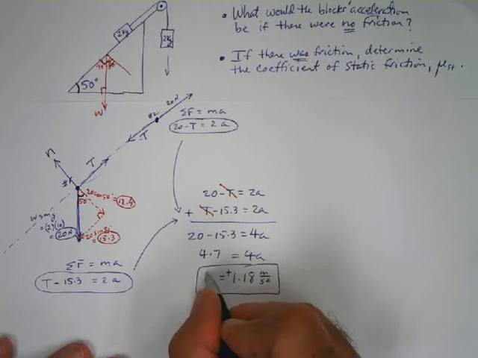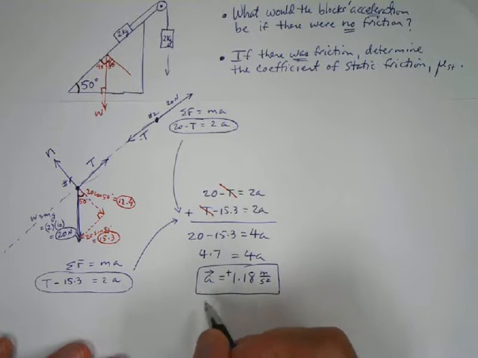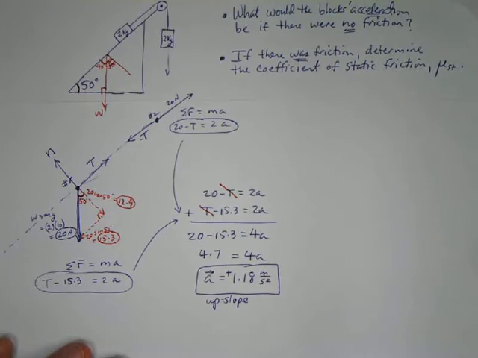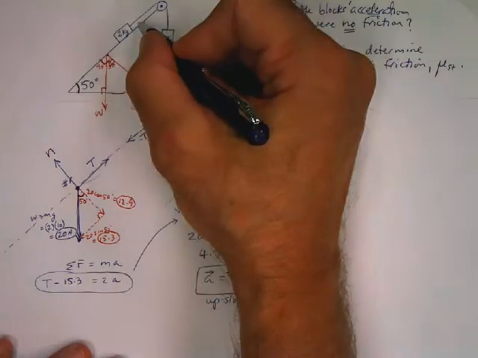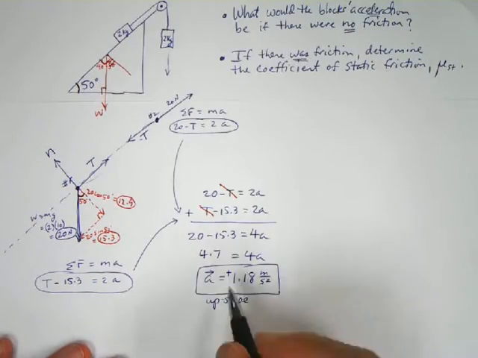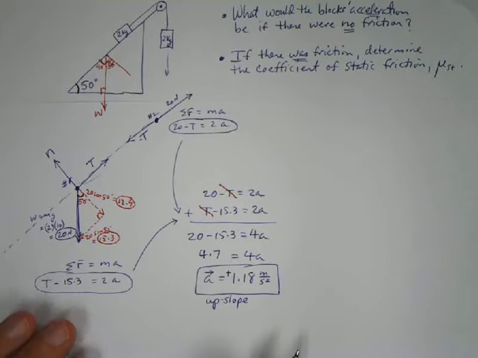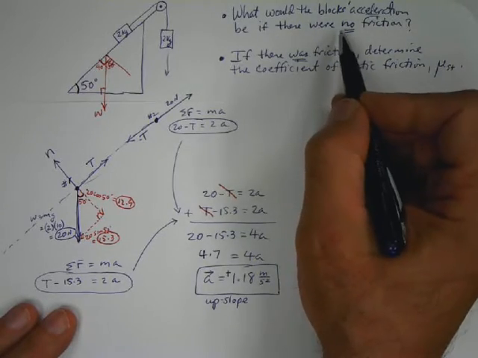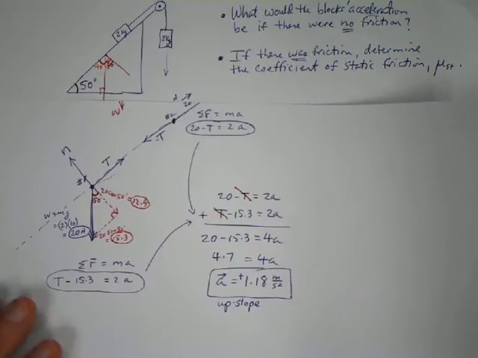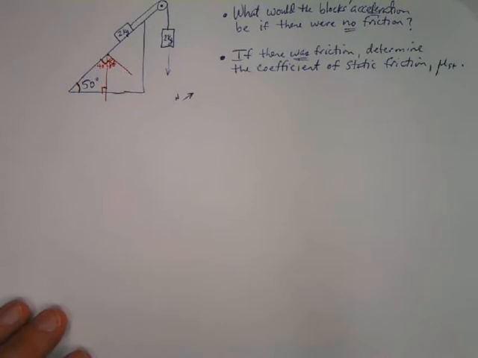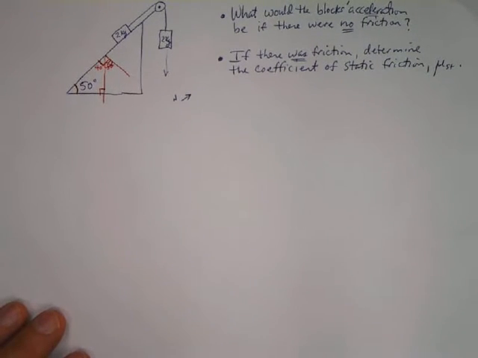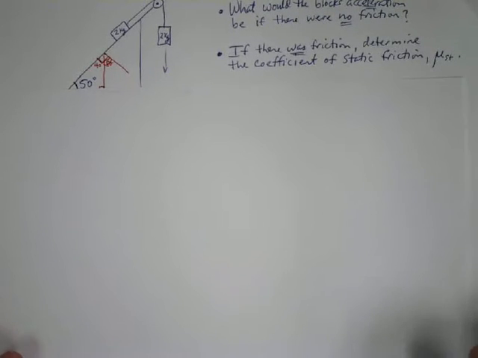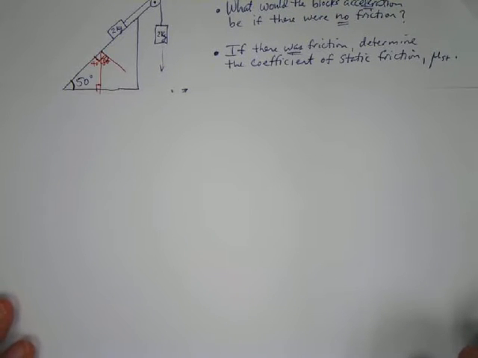So that's how fast, and that answer is a positive result, so that indicates that it is going upslope. It's going upslope, parallel to the ramp, sliding up and to the right, with an acceleration of 1.18 meters per second squared. So that's the block's acceleration if there were no friction. Okay, and now I'll get another sheet of paper and we'll do the second part of the problem.